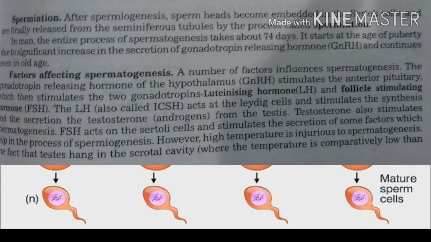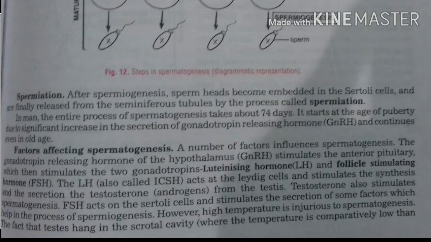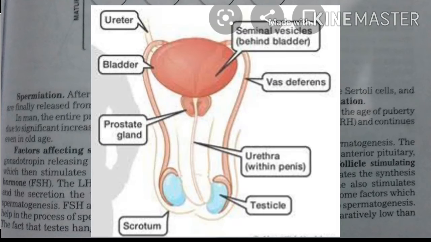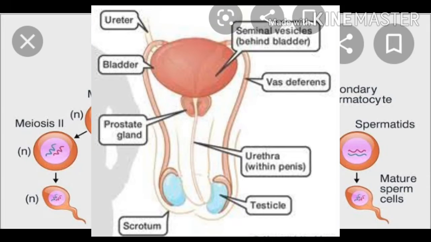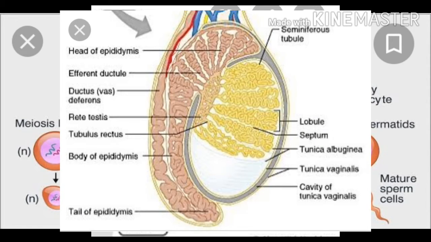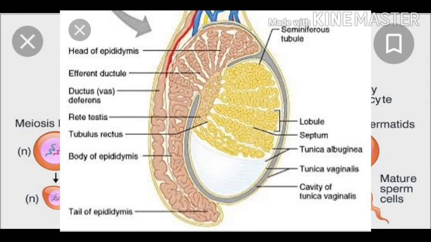However, high temperature is injurious to spermatogenesis. The fact that testes hang in the scrotal cavity, where the temperature is comparatively lower than the abdomen, is thus desirable. The testes that lie within the abdomen due to failure to descend, meaning undescended testes, fail to manufacture spermatozoa.